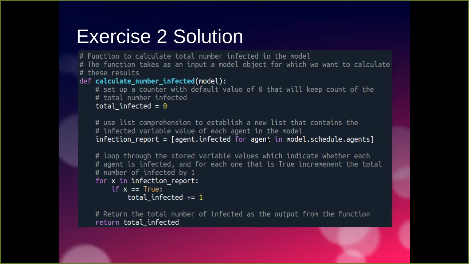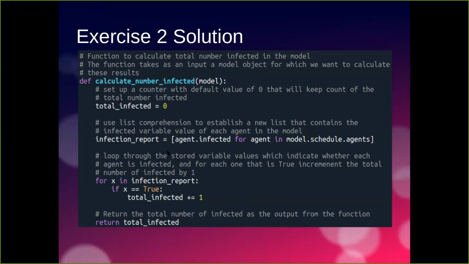And then for each, and you could call this anything you like as long as it's consistent with the other thing, so for each agent in that list, for each element essentially, but I'll refer to them as agents, give me the infected status of that agent. So agent.infected for each agent in model.schedule.agents. That will then return a list of trues and falses indicating whether each agent is infected or not. And then I can just use a for loop going through that list, and say if each element is true, then increment my counter by 1, and then return that number.